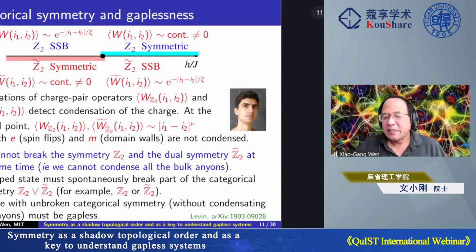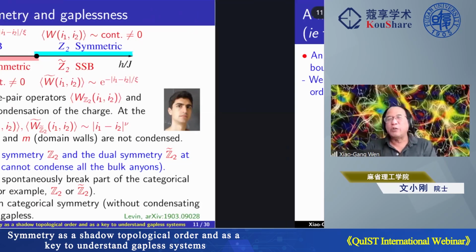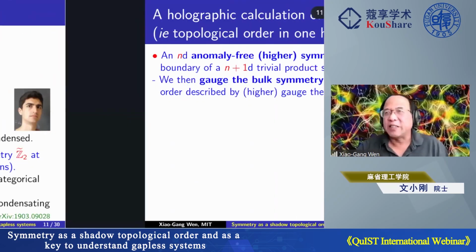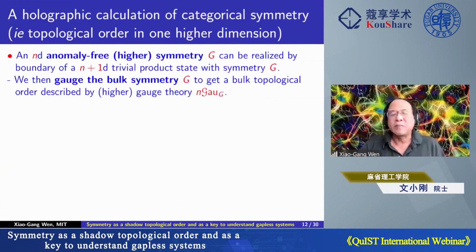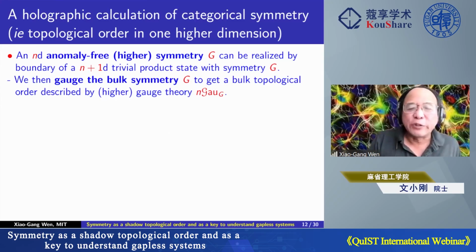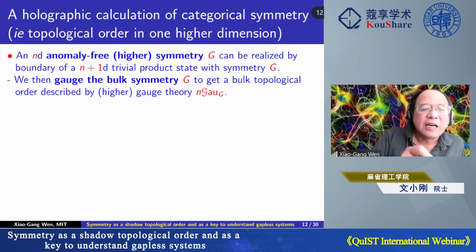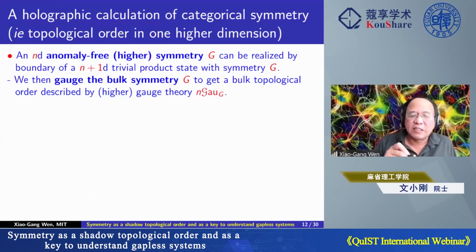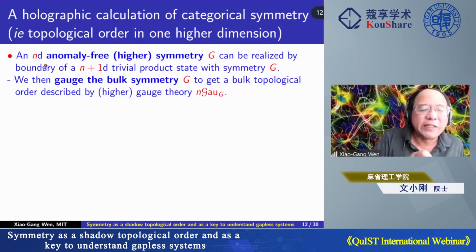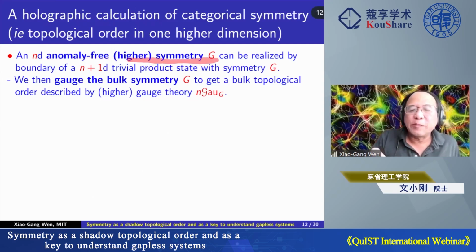Okay. So we just discussed the Ising model for this notion of categorical symmetry. And actually, for any symmetry, we have a corresponding categorical symmetry. And so there's the issue of how to compute categorical symmetry. And there's also a holographic computation. So the idea is, for example, we can have this n-dimensional anomaly-free symmetry. And this symmetry can be a higher symmetry if this G is a higher group.